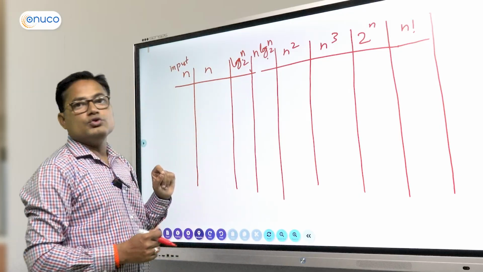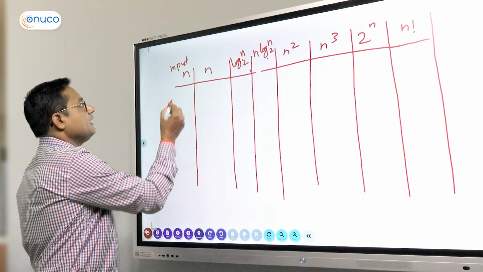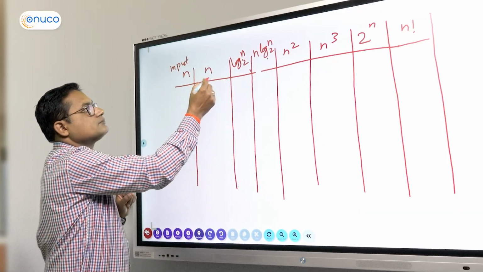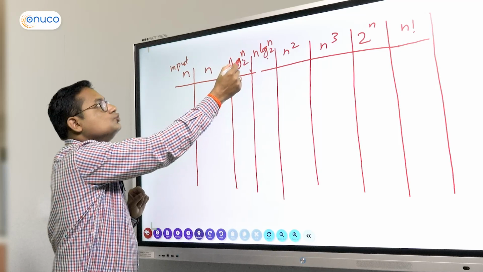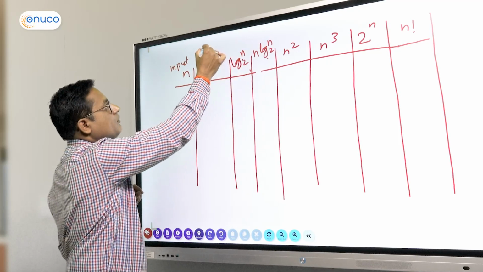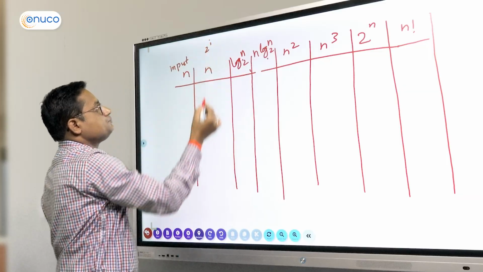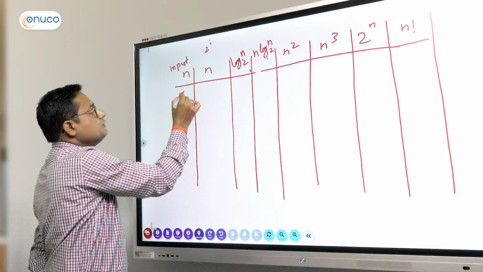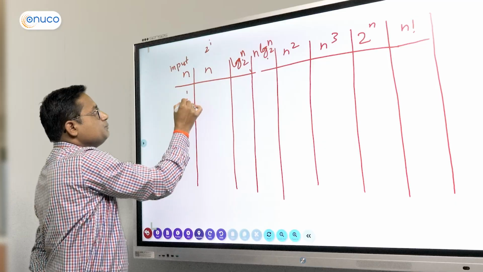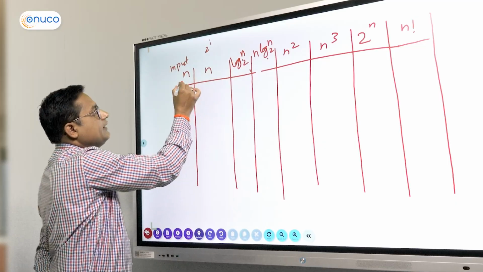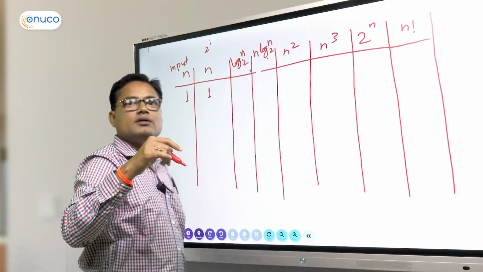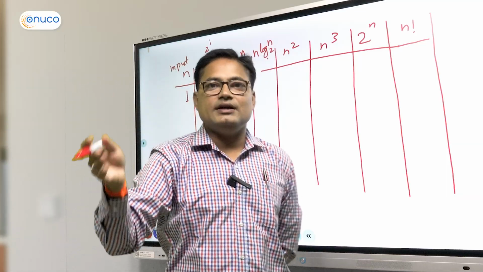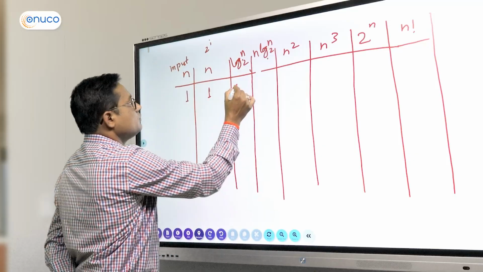So what you are supposed to do is go the simplest way. Take the value of n as a multiple of a power of 2, that is, 2 power i. If i is 0, you take 1, so the input size n is 1. Log 1 base 2: log 1 to any base is 0. So we are going to write 0.